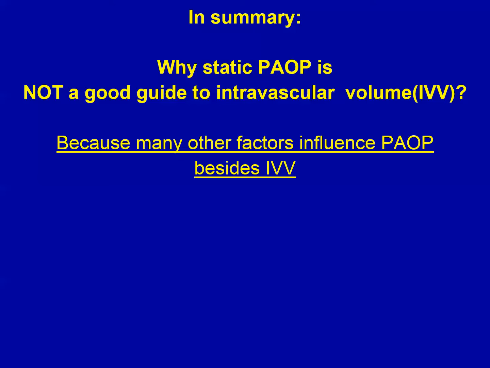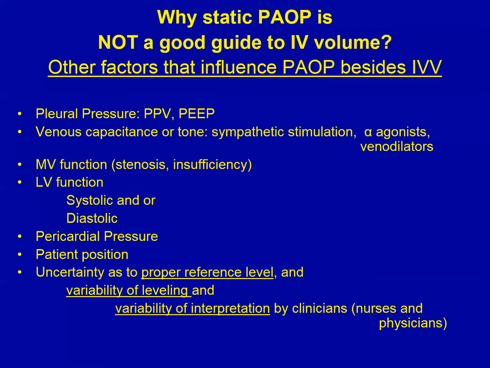So why is it that pulmonary artery occlusion pressure is not a good guide to intravascular volume? It is because, as we've just briefly mentioned, there are other factors that influence pulmonary artery occlusion pressure besides intravascular volume. And these are summarized on this slide.